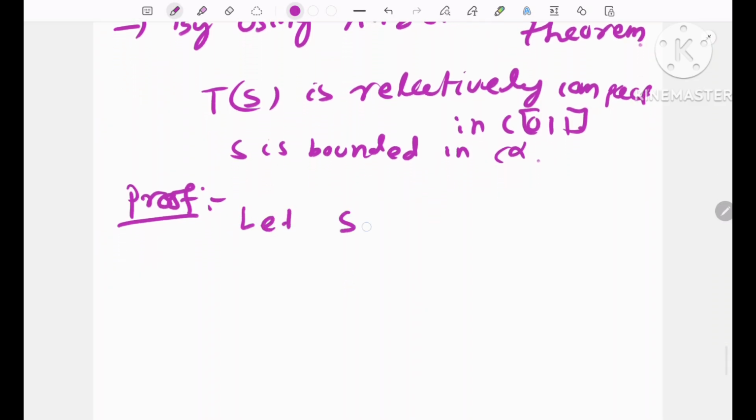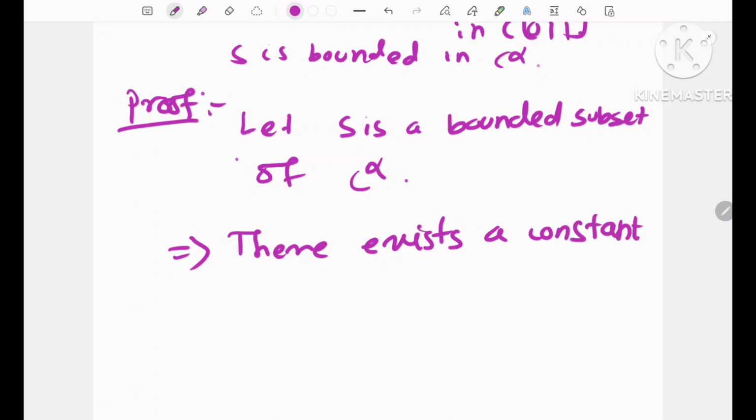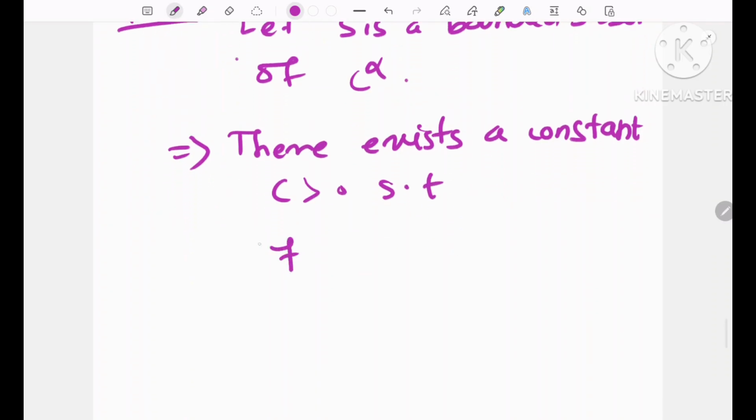Let S be a bounded subset of C alpha. This means there exists a constant C greater than 0 such that the alpha norm of f is less than C for all f belonging to S.